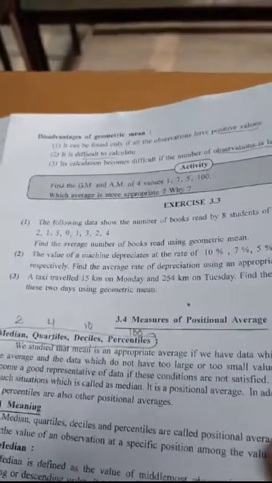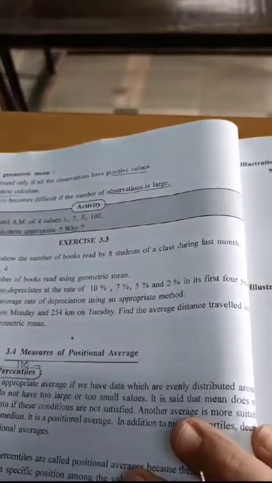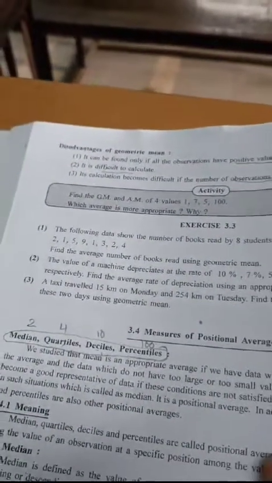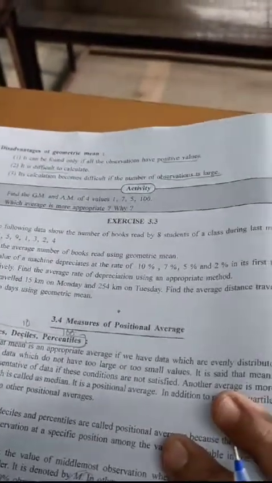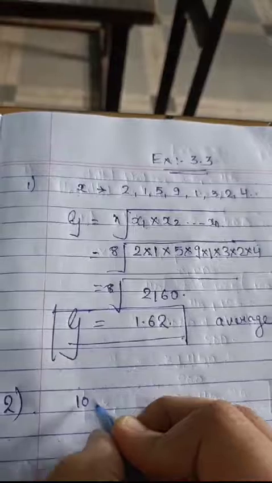The value of a machine depreciates at the rate of 10%, 7%, 5% and 2% in the first 4 years respectively. Find the average rate of depreciation using an appropriate method. So here we have to use the geometric method only. But see the observation what they have given.